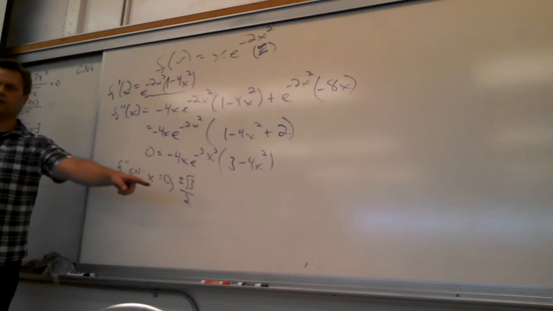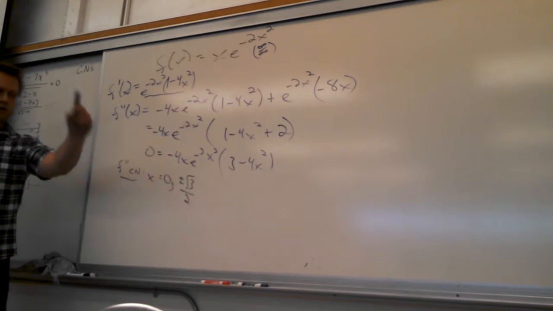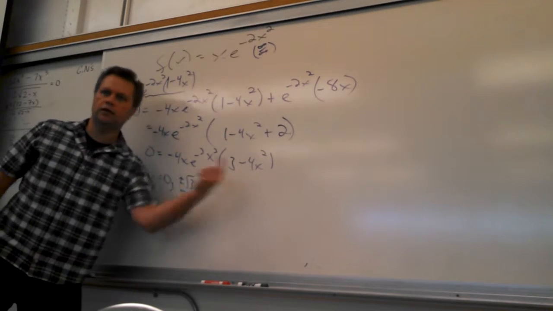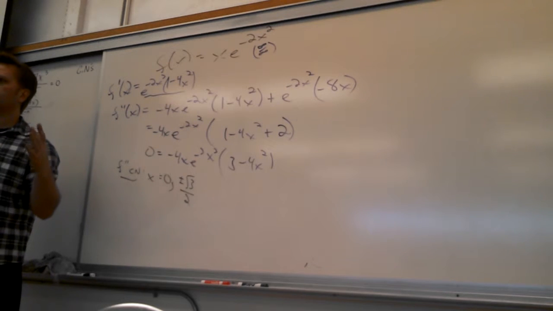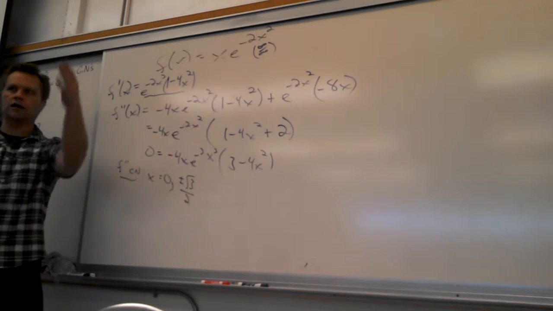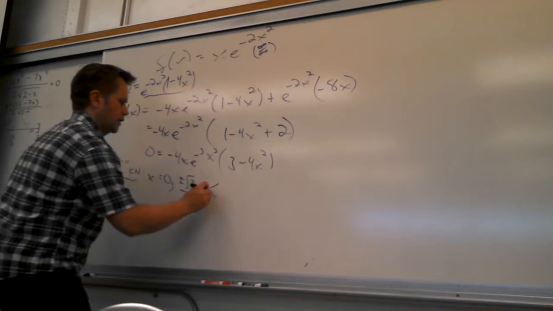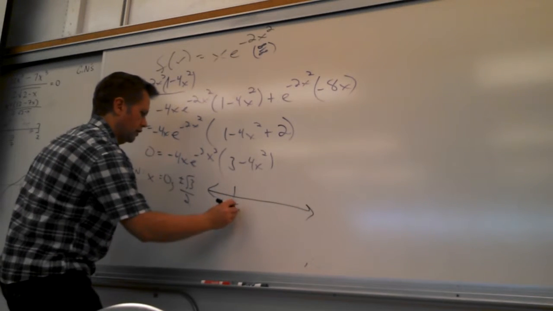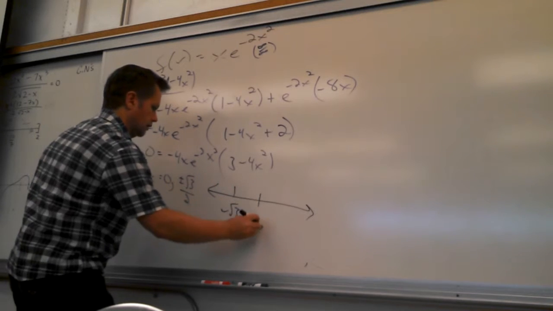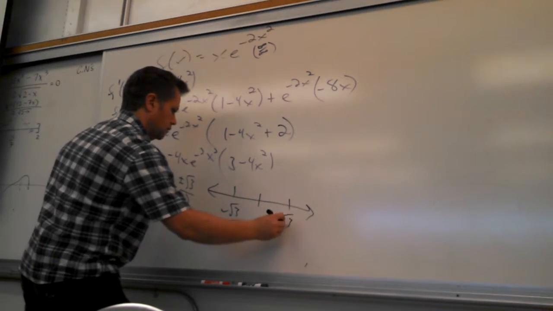Everything is multiplicity 1. It's 1x. If you broke this up, it'd be 1 each. They're all multiplicity 1, so again, it's going to be changing sign everywhere. I'm going to have a slew of inflection points. So I've got negative rad 3 over 2, I've got 0, and I've got positive rad 3 over 2.